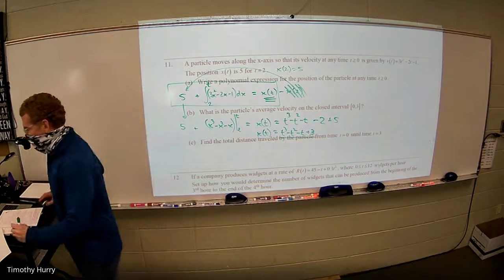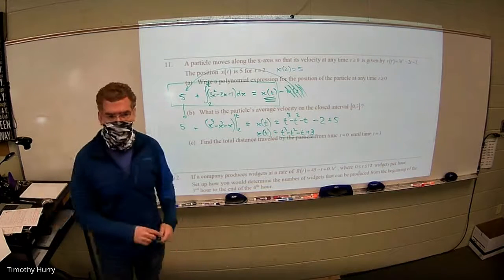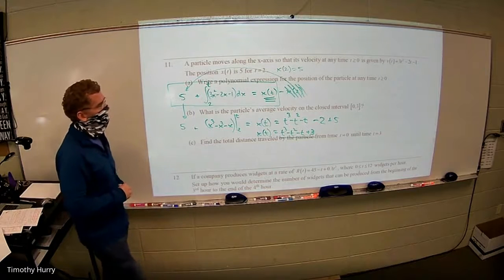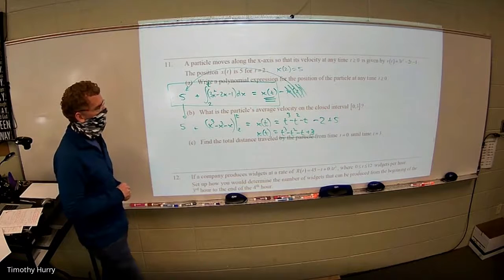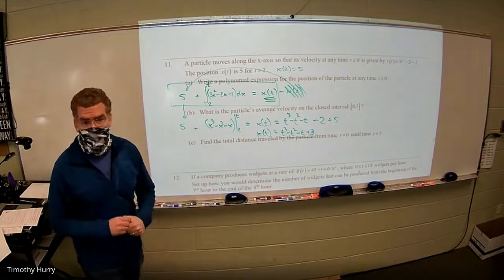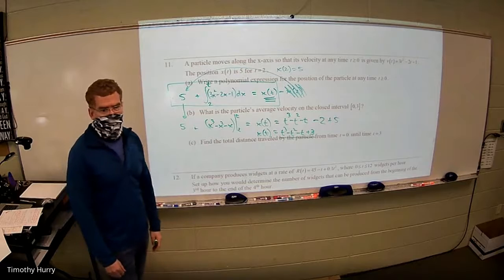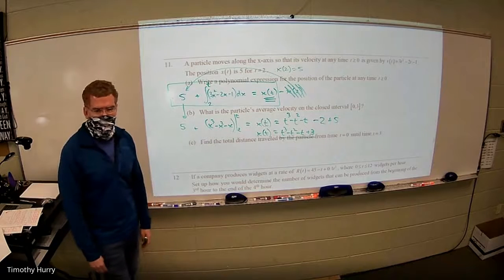Okay? C, total, yeah. For that one, I just integrated the velocity function and then did C and then plugged in the point and found the equation. I got the same thing. That's the same thing. Okay. Yeah, just integrating the function and then plugging in C.